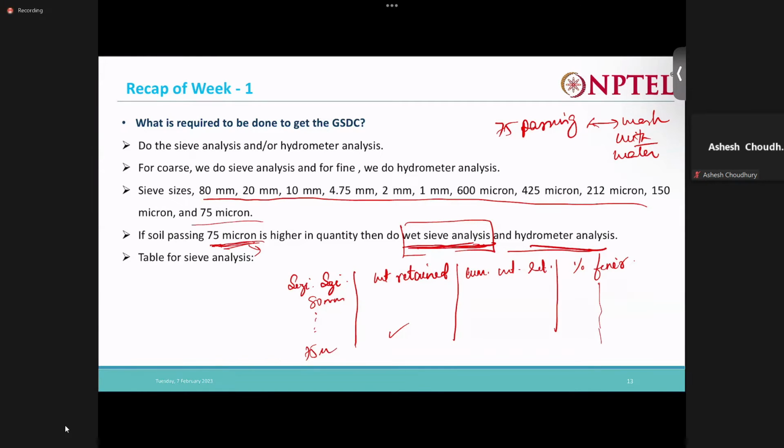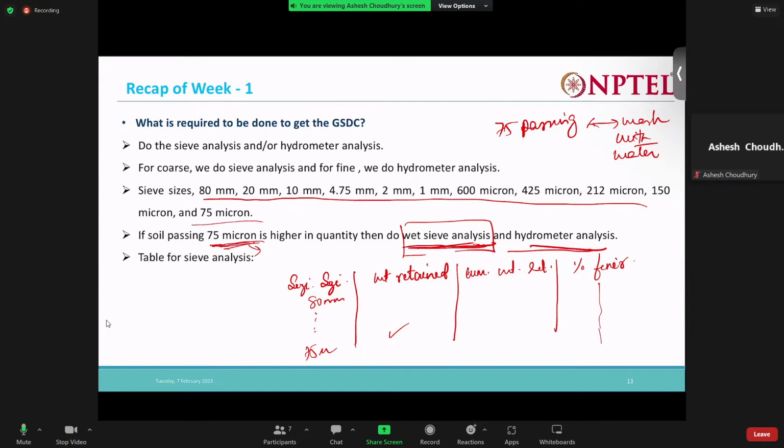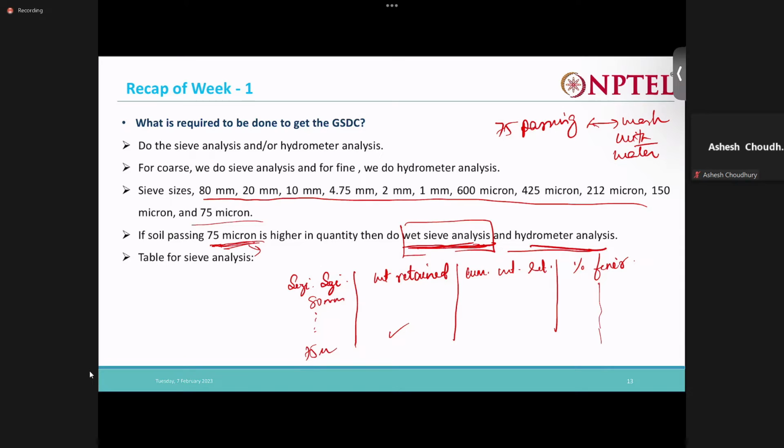So what we do is we put water, we keep on washing the soil sample above the sieve. We keep pouring water and we keep on washing it. Due to this, more amount of soil will pass through the 75 micron sieve.